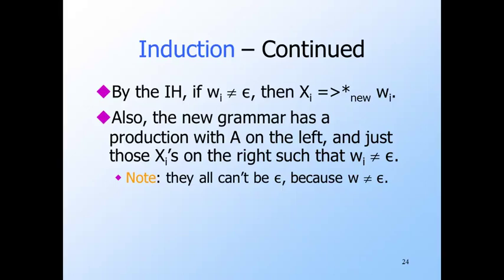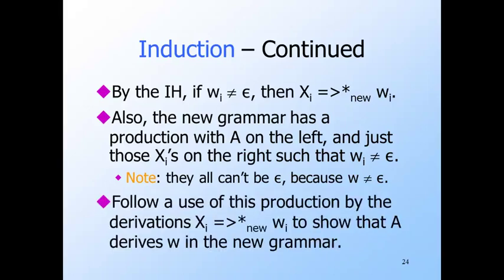Thus, in the new grammar, the first step can replace A by a body consisting of all those xi's such that Wi is not epsilon. We can continue the derivation in the new grammar by a derivation from each xi that remains of the non-empty string Wi. We know this derivation in the new grammar exists by the inductive hypothesis. We also need to show part 2. If W is derived from A in the new grammar, then it is non-empty and also derived in the old. We're going to skip this part.